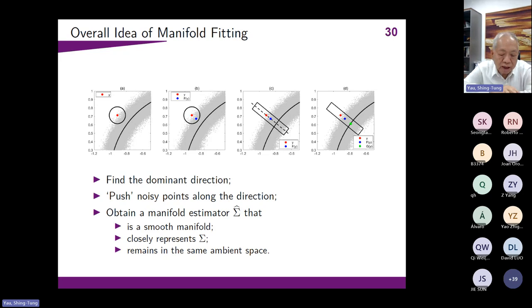This is an illustration of the manifold fitting idea in the arXiv paper that we just showed you. For any red dot, any point, we need to find a dominant direction to push the point toward the manifold. But we don't push it to the manifold at once. We do two steps. We get the blue points, which are close to the manifold, and use a cylinder connecting the blue and the red as a normal direction, and further push the point to the manifold, which is the green point in this picture. In the end, we will have many green points as denoised points. So we can push a noisy point along a good direction and obtain a smooth manifold estimator, which we call sigma hat. Sigma hat is a smooth manifold that closely represents sigma, and it remains in the same ambient space.